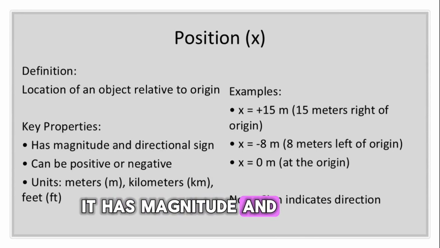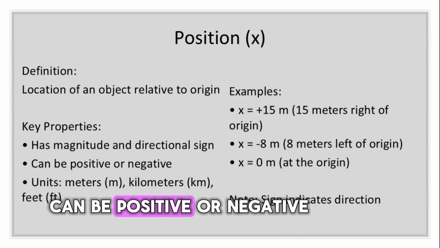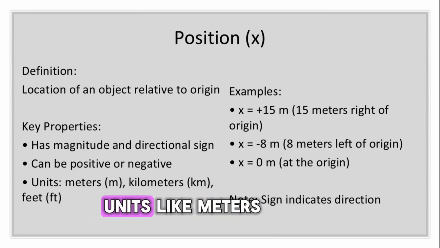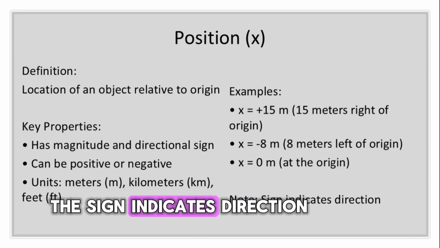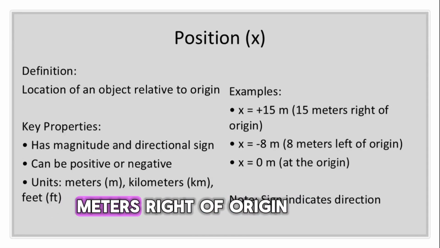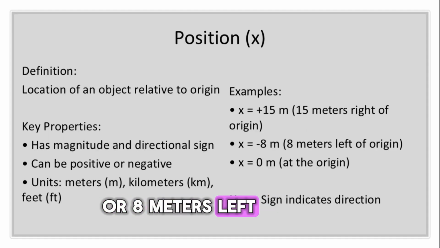Position refers to the location of an object relative to the origin. It has magnitude and directional sign, can be positive or negative, and is measured in units like meters, kilometers, or feet. The sign indicates direction, such as plus 15 meters right of origin or minus 8 meters left.